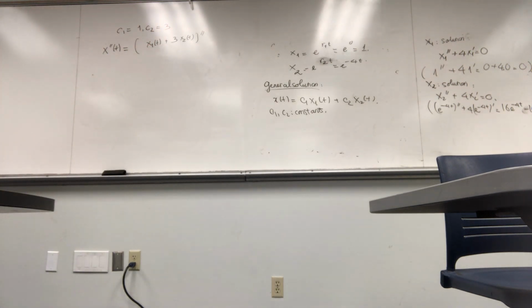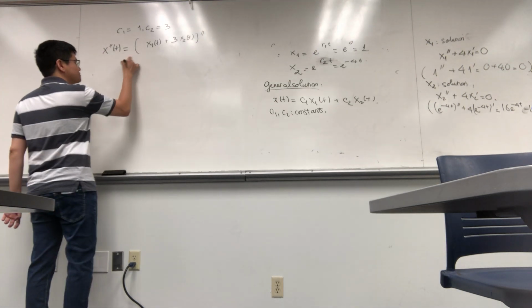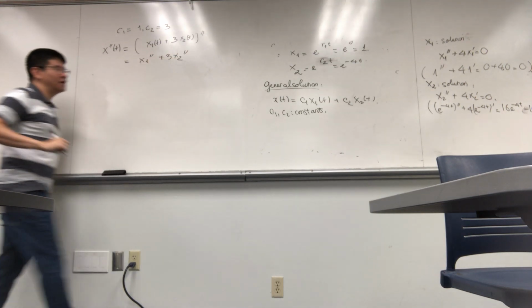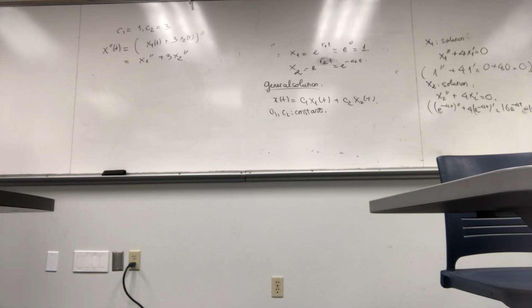And I want to compute the second derivative of x. What is it? It will be the second derivative of x1(t) plus 3 times the second derivative of x2. So this will be x1 second plus 3 x2 second, right? You can take the derivative of a sum by taking the sum of all of the derivatives.